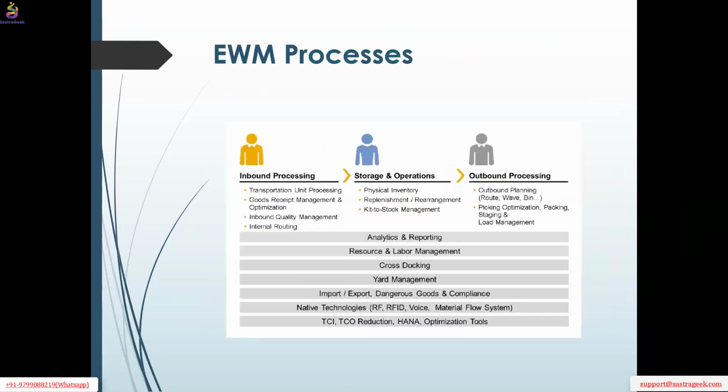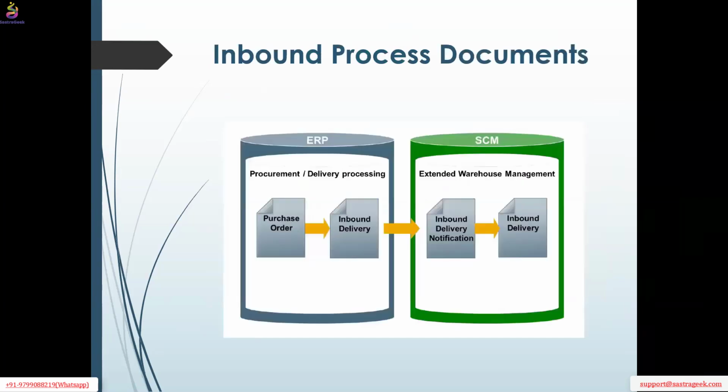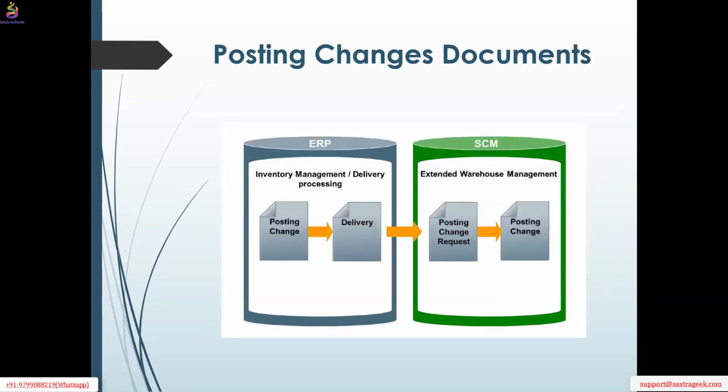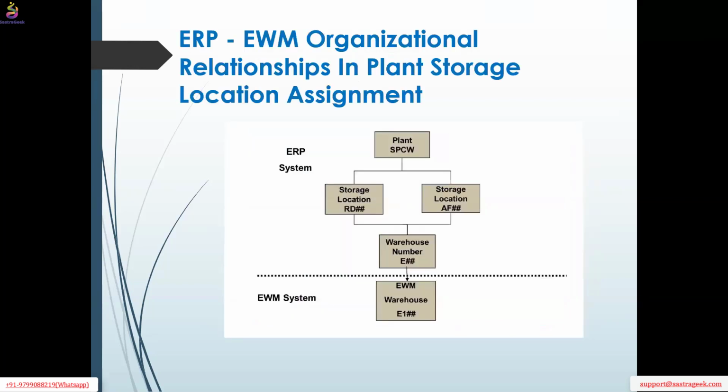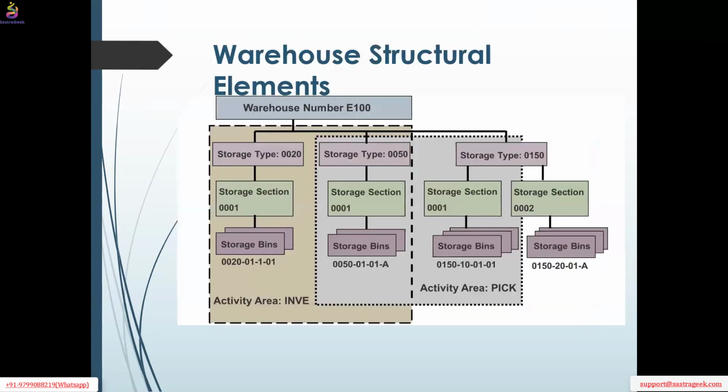However, as I said, EWM processes are mostly focused on how effectively we are creating both inbound and outbound. Now, when I talk about your warehouse organizational structure, basically a warehouse ideally falls under a 3 or 4-digit number. So basically, what is a warehouse?